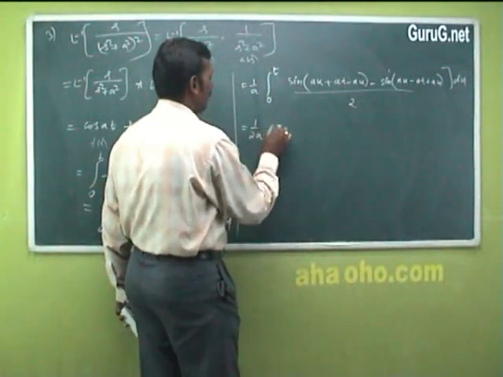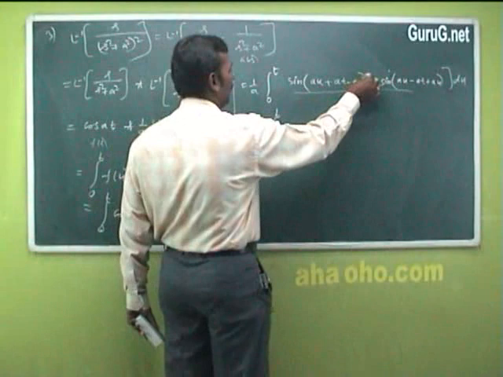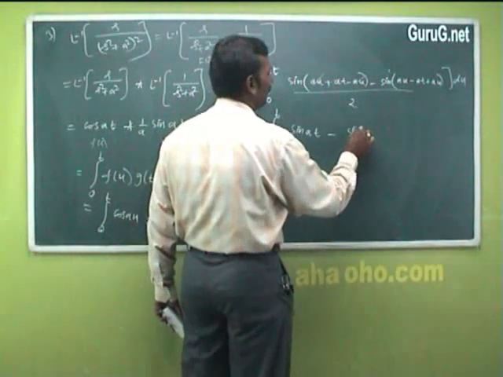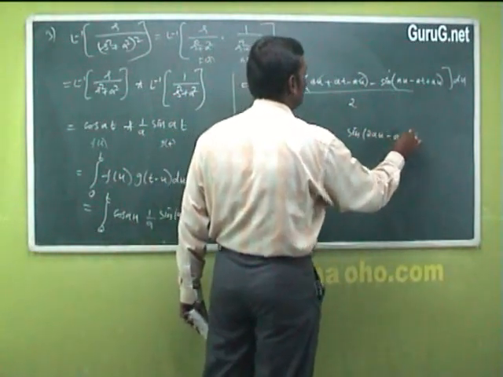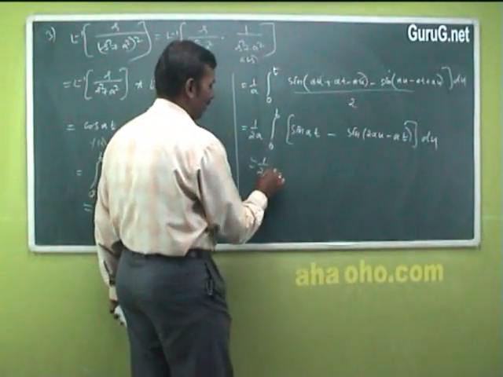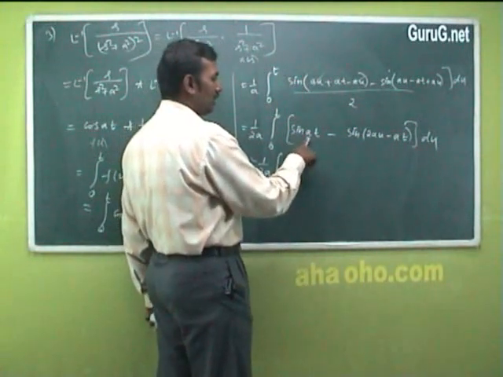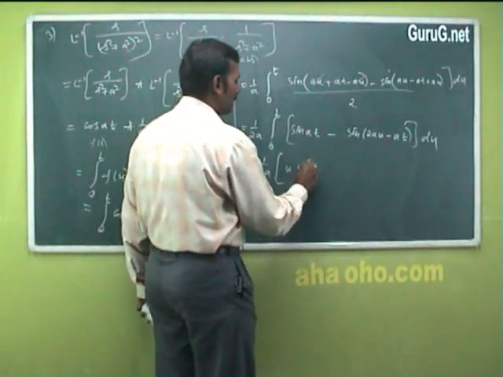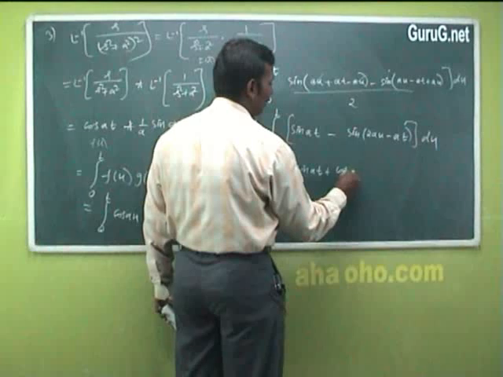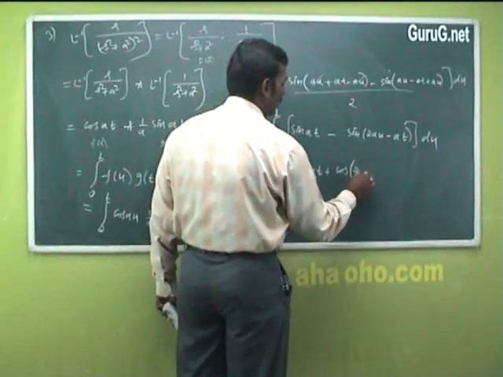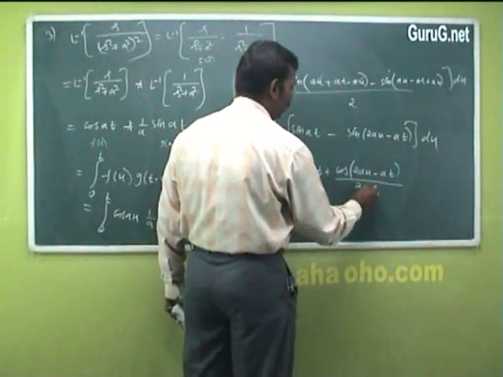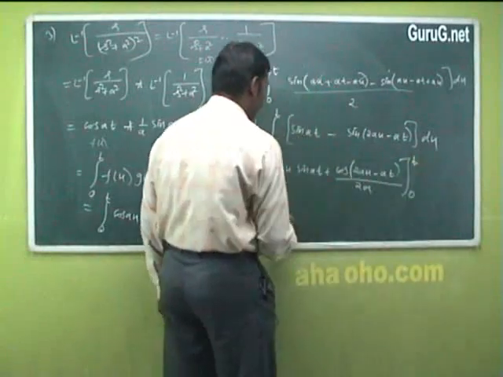So 1 by 2a, 0 to t. Now this cancels: sin at minus sin 2au minus at into du. So 1 by 2a, which is independent of u. So when integrating, this is a constant. Now u into sin at, minus, integrate this to get minus cos. So minus cos, minus minus plus, cos 2au minus at by 2a. The coefficient of u is 2a. 0 to t. Substitute the limit now.